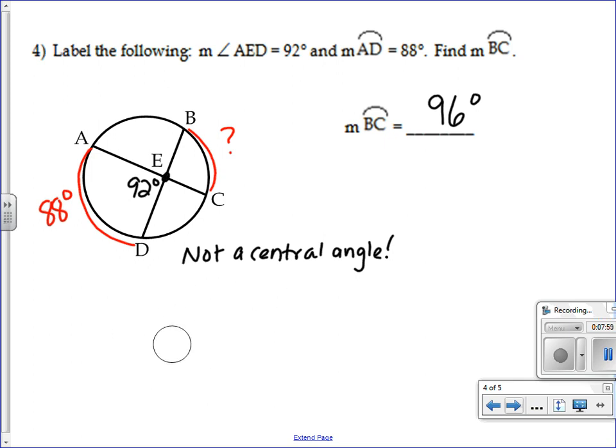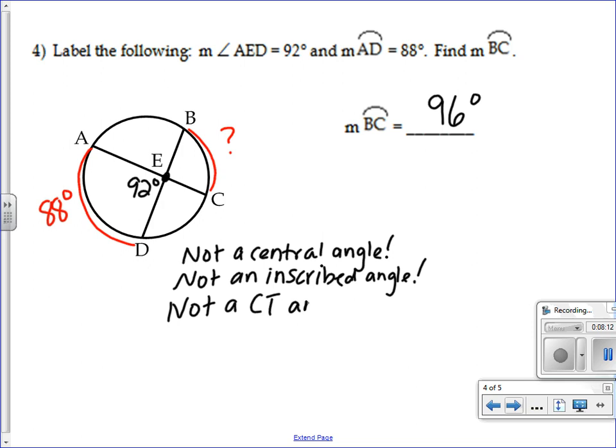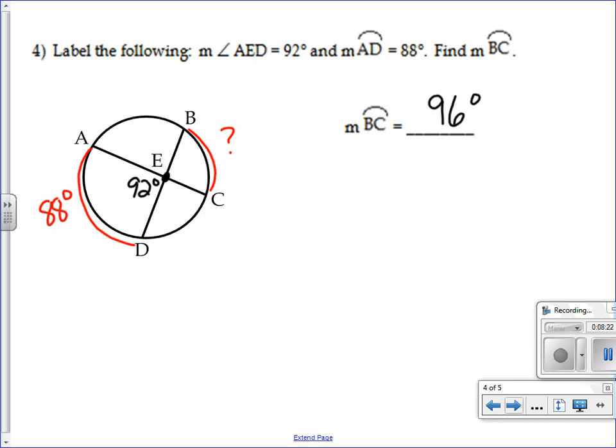So it's not a central angle. It's not an inscribed angle. It's also not a CT angle, because we don't have a tangent line here. So this is one of those scenarios where it doesn't fall under any of these 3 categories. So this is going to be a situation where I have 2 chords that are intersecting inside of a circle. And I'm going to want to use that equation that the angle equals 1/2, and then I'm going to either add or subtract my arcs.